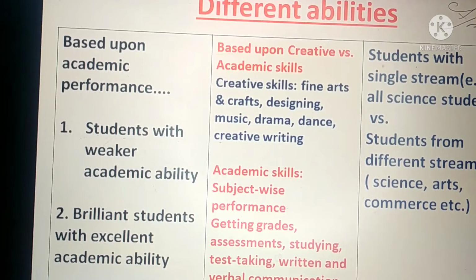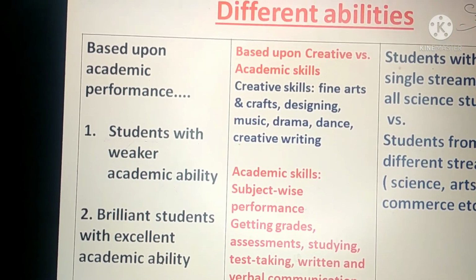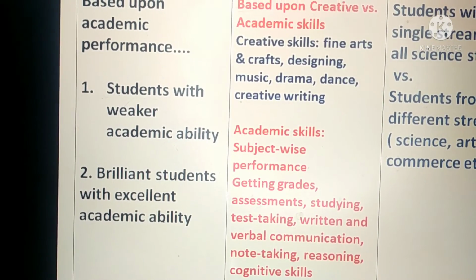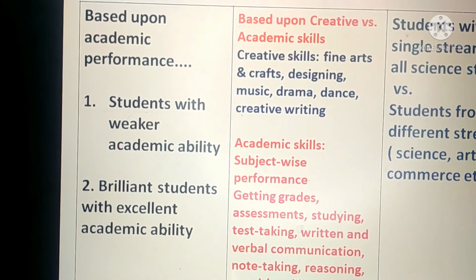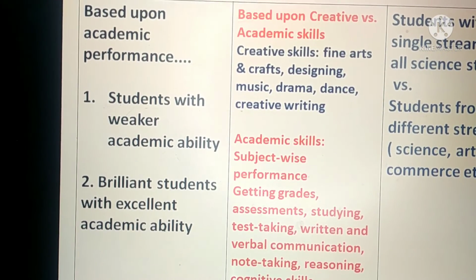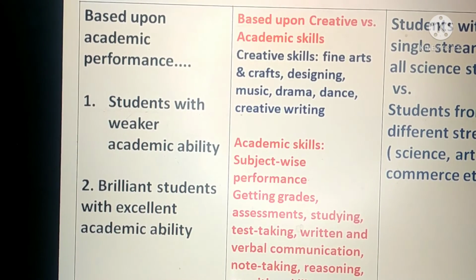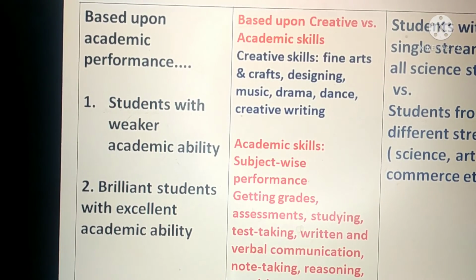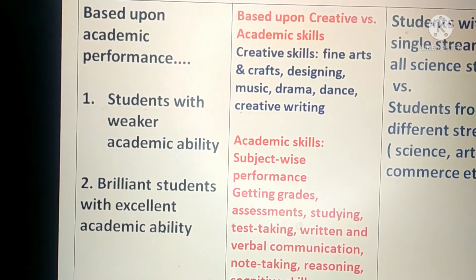comparison between the academic performance of students, means there are some students who have good academic performance, or there are some students who have different abilities, means some students with weaker academic ability, or there is one group of students who have brilliant or excellent academic ability. I have to compare these two groups, means I have to discuss these two views. There are some students who are quite brilliant in studies, and there are some students who are weaker in studies.